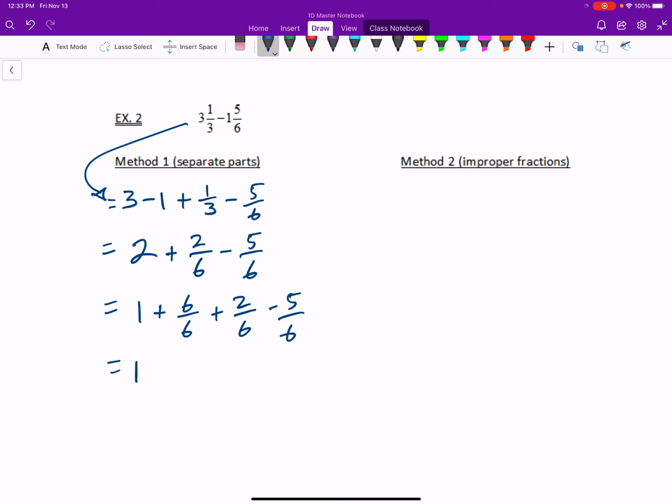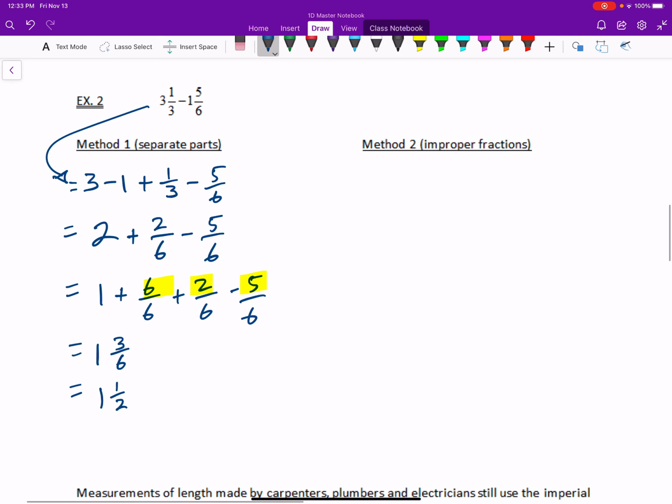For my numerators, I'd have 6 plus 2 minus 5. Now it'll work out because 6 plus 2 minus 5 equals 3, so it's 1 3/6, and then I could reduce that to 1 1/2. So it works, but again, not my favorite. Let's try it with improper fractions.